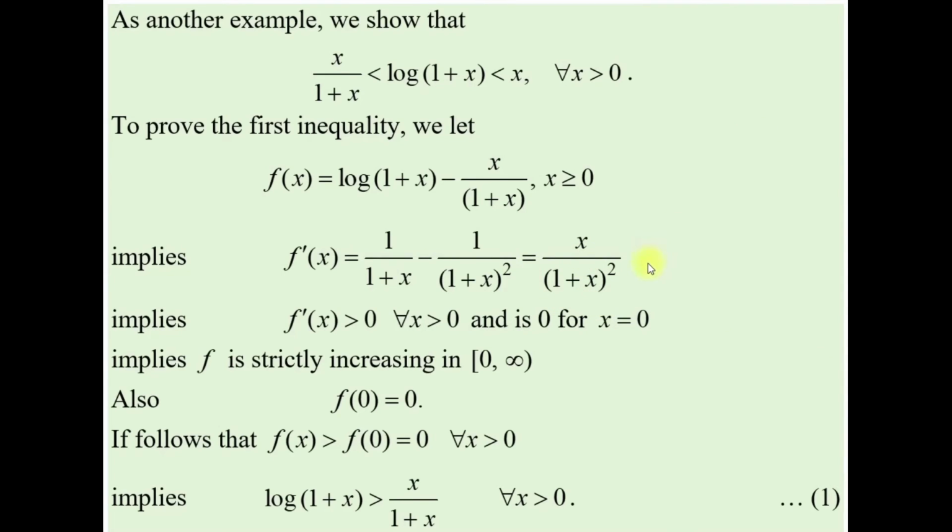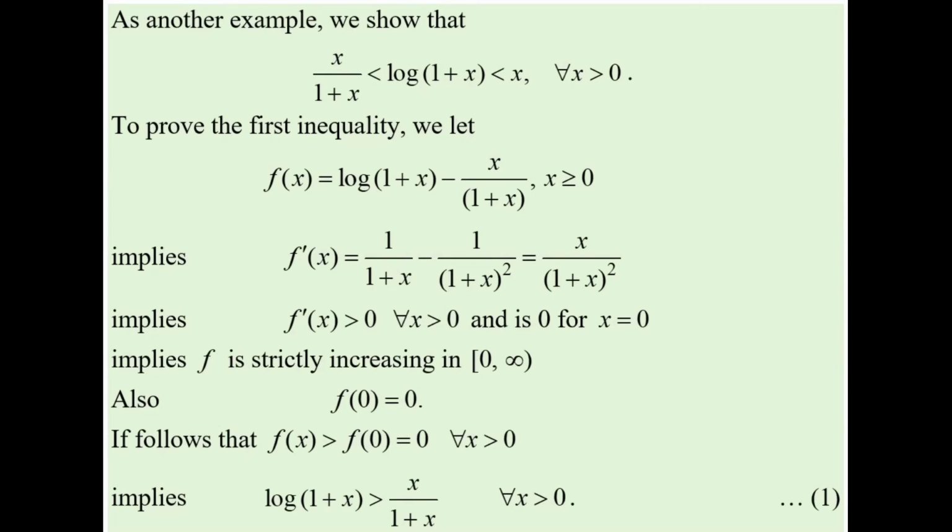Now looking here, we can see that the denominator is always a positive number, and whether f prime of x is greater than 0 or equal to 0 depends on the value of x. We can see that when x is greater than 0, f prime of x is greater than 0, and when x is equal to 0, f prime of x is equal to 0. This shows that f is strictly increasing in the left closed, right open interval 0 to infinity.